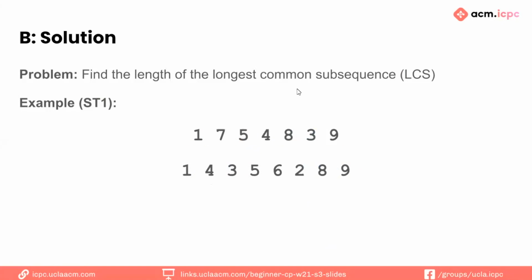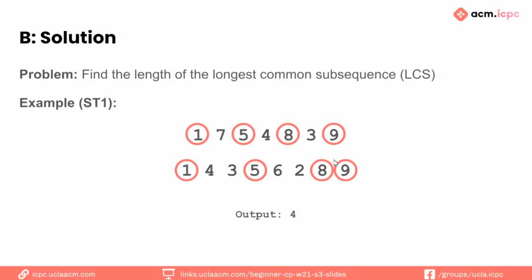To break this down, the problem is essentially asking us to find the length of the longest common subsequence, which is pretty similar to the longest increasing subsequence, except now you're given two sequences and you want to find, within these two sequences, the length of the longest subsequence that appears in both. For example, here you have 1589 appearing in both, and because of that, your output is 4.